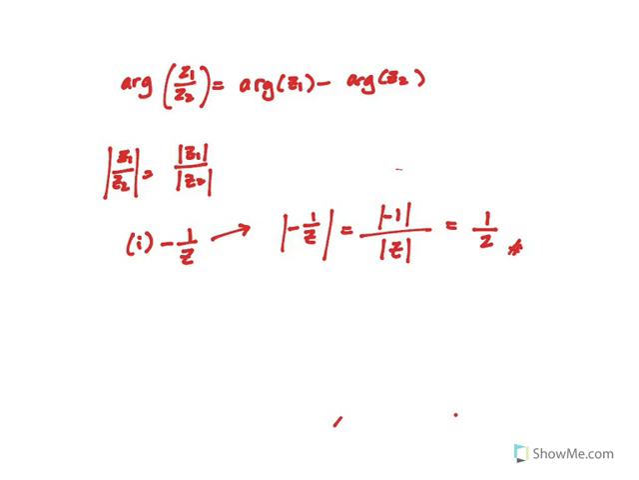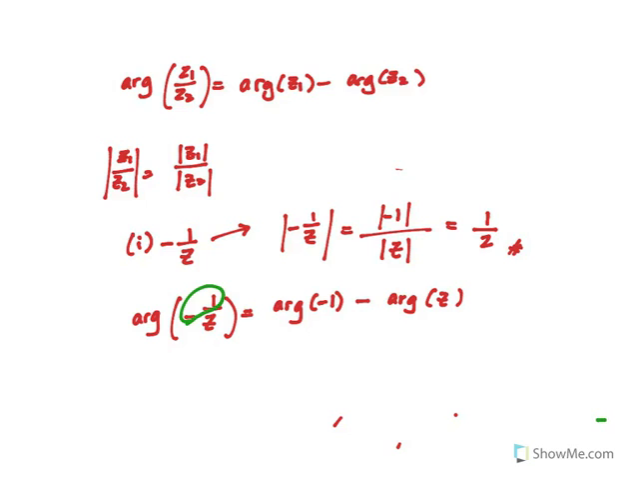And what about the argument of negative 1 over z? The argument of negative 1 over z is the same if we treat them as different complex numbers, argument of the first minus the argument of z. Because what I do is see this as one complex number, the first z1 to be negative 1, and I see this as my second complex number, z2. So I use argument of z1 minus argument of z2.